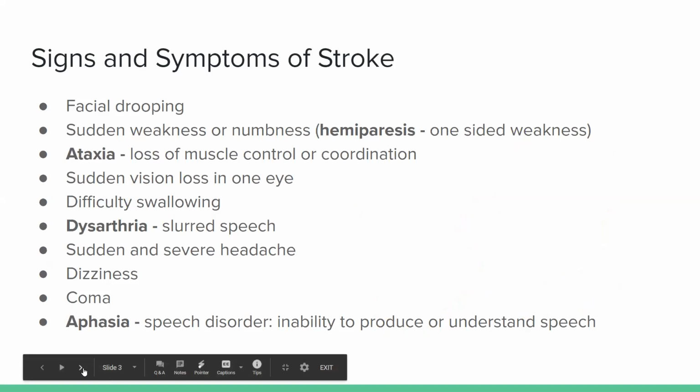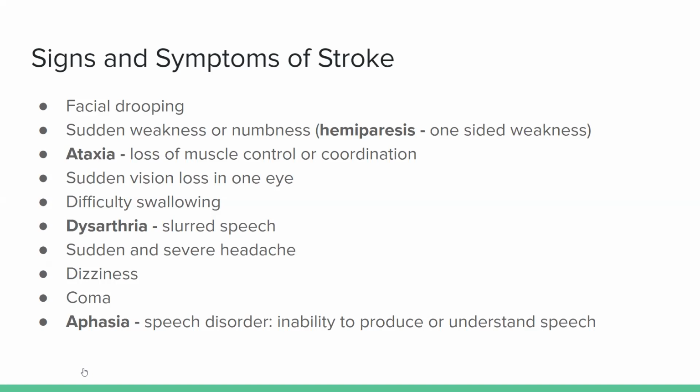Okay, so depending on which area the interruption to blood flow occurs in, different stroke symptoms can manifest. Some examples of symptoms are facial drooping, sudden vision loss in one eye, difficulty swallowing, slurred speech, sudden and severe headache, dizziness, coma, and speech disorders. Stroke symptoms related to the muscles are oftentimes characterized by only occurring on one side of the body. And this is because the right hemisphere of the brain controls the left muscles and the left side of the brain controls the right muscles.